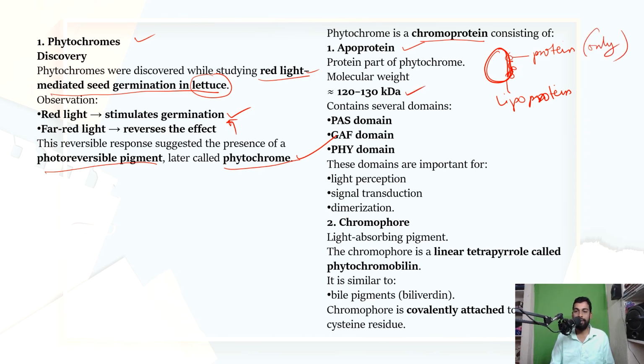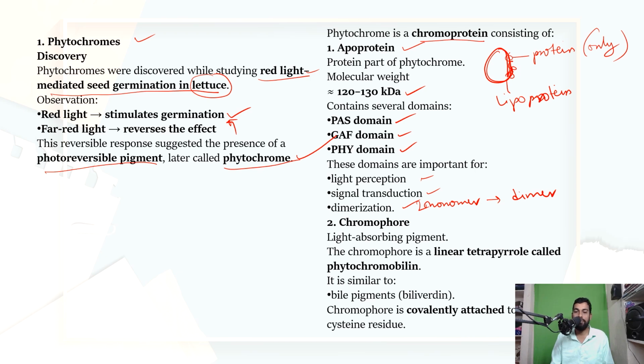Its molecular weight is 120 to 130 kilodaltons. It contains several domains. They are PAS domain, GAF domain, PHY domain. These domains are important for light perception, signal transduction, and dimerization. What is dimerization? What is a dimer? Do you remember from chemistry? Two monomers form a dimer. So we call it dimerization.